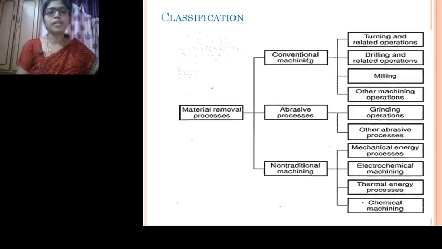And there are other differences between conventional and non-traditional machining processes. In a conventional machining process, there is always contact. The tool and the workpiece are in contact while the material removal is happening. Whereas in an unconventional or non-traditional machining process, there need not be contact between the tool and the workpiece. The material removal can happen without contact.